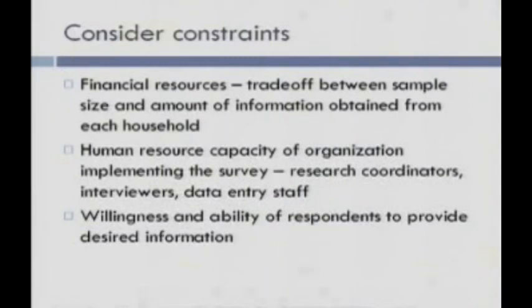Okay, so actually that's my next slide. Considering the constraints. You have to think about how long you want the survey to be. You have to trade off the number of observations you have against the length of each observation with a fixed budget. You also have to think about the capacity of your enumeration team, and the capacity of the respondents to provide the information, their willingness and their ability.